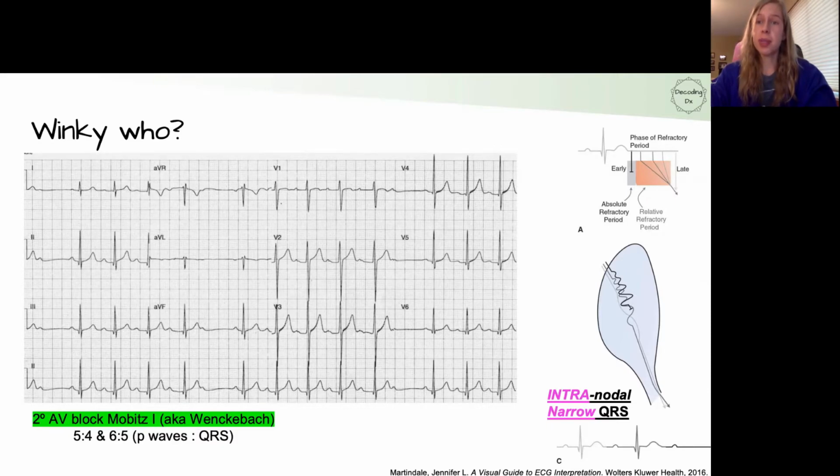This is why the treatment is pretty much the same as a first degree block, because your pathology is within that AV node. And so you want to avoid AV nodal blocking agents to make the PR interval even longer. But in general, this is a pretty benign lesion and you can treat it conservatively.